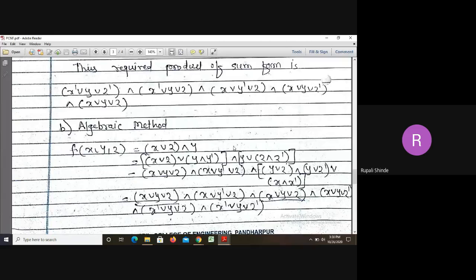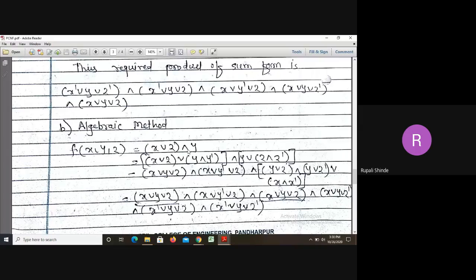What is our given expression? X or Z and Y. Now, product of sum is what? This is a product, so we have to consider these two as separate terms. That is, X or Z is the first term and Y is another term, and these two terms are connected by the AND operation.